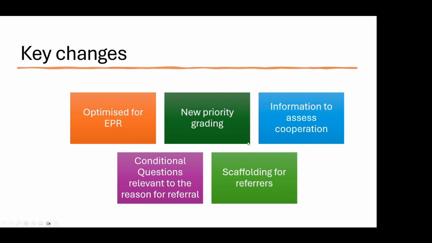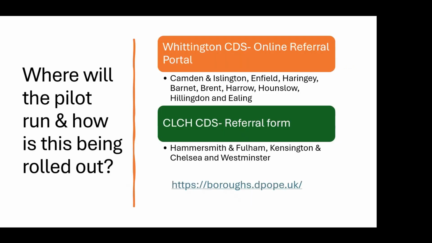We've introduced a new priority grading to more easily distinguish between the different categories of urgent, and included some information to more accurately assess and predict what the patient's cooperation will be like for the type of treatment that they might need. We've included conditional questions relevant to the reason for referral, which acts as a scaffold for the referrers in order to help you to provide the right information for this patient's referral to, 1, be accepted, and 2, then be triaged to the right service and the right skill level.